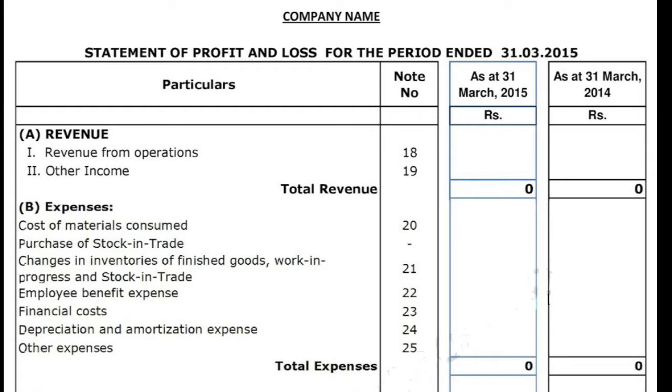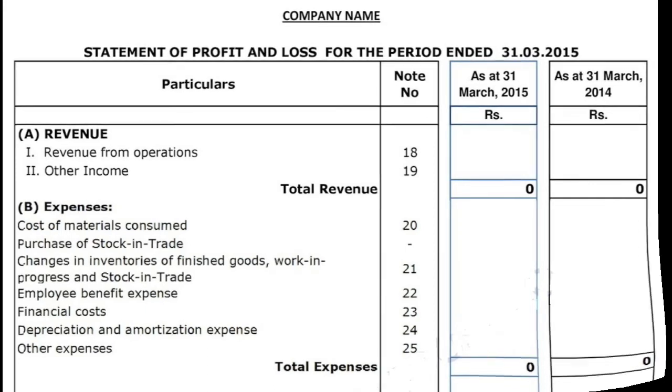In the B portion it is expenses. In that, the first part, applicable to those engaged in the manufacturing business, is cost of material consumed. Second will be purchase of stock. Third will be changes in inventory. Next will be employee benefit expense. Next, financial cost. Then depreciation and amortization expense, and last will be other expenses. That will be the total of expenses.